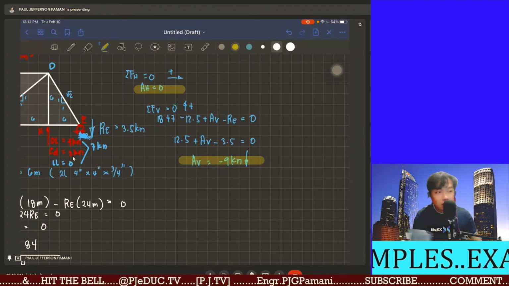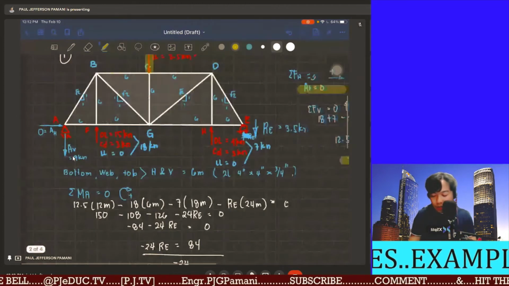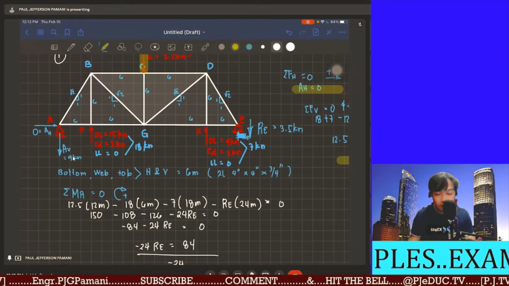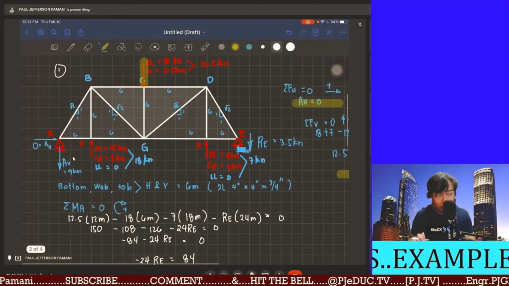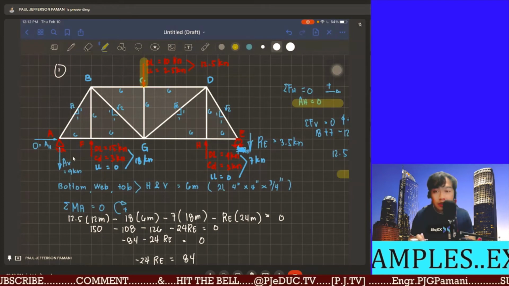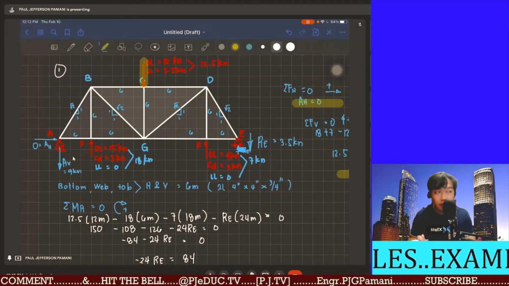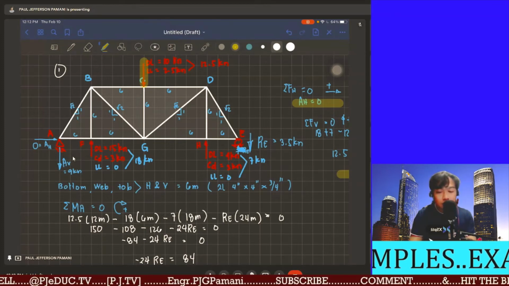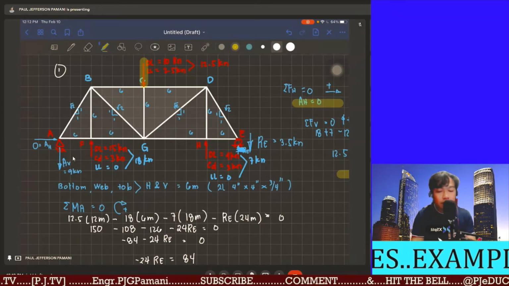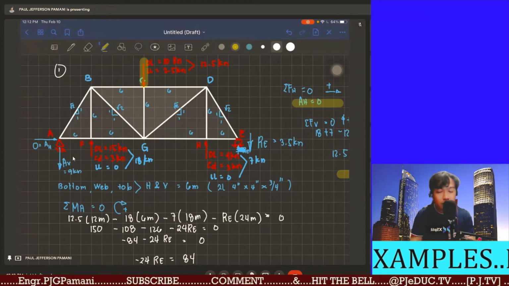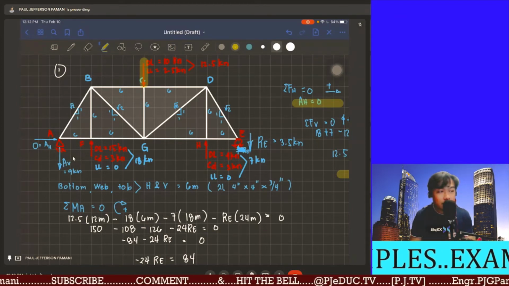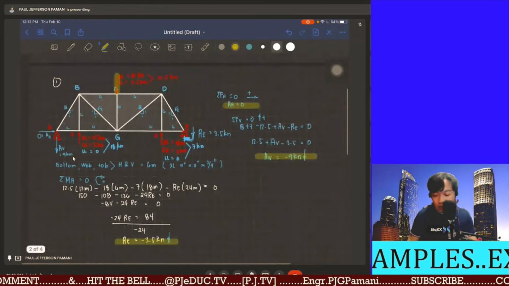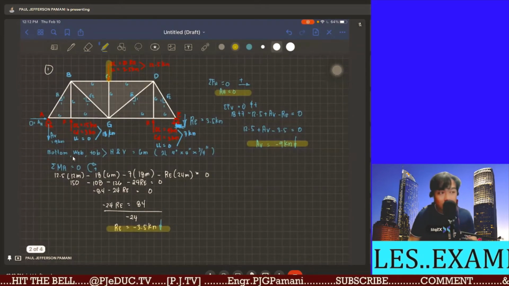So, tignan ninyo. Reaction at the hinge and the roller. 9 plus 3.5, 11.5 plus 12.5, basically 25. No, 12.5 plus 12.5 pala yun. 12.5, 25. 18 plus 7, also 25. So, more or less, nevertheless, tama yung ating reactions.